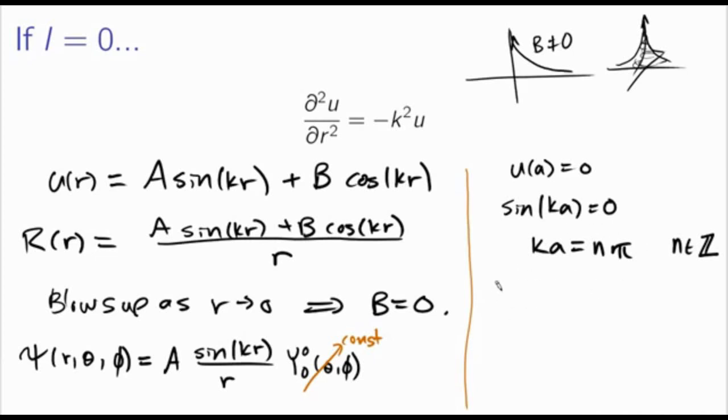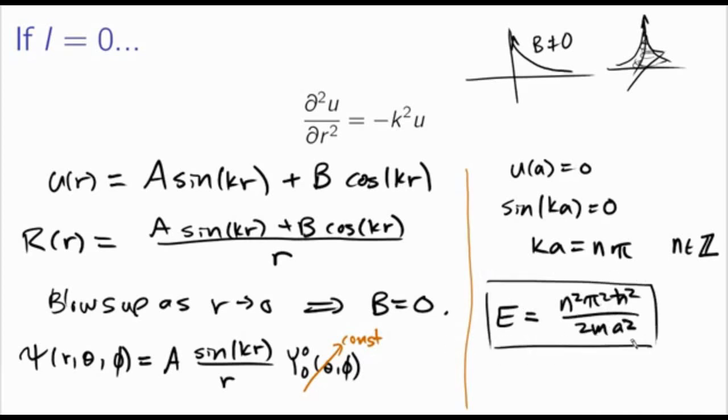And if you plug back in for the definition of k, you end up with exactly the same expression we had before, that the energy of this is going to be n squared pi squared h bar squared over 2m a squared. And I'll put this in a box, but it's really only true for L equals 0 here, and that's important. This is not a general expression for the allowed energies of the particle in the infinite spherical well, but it is an expression for L equals 0.